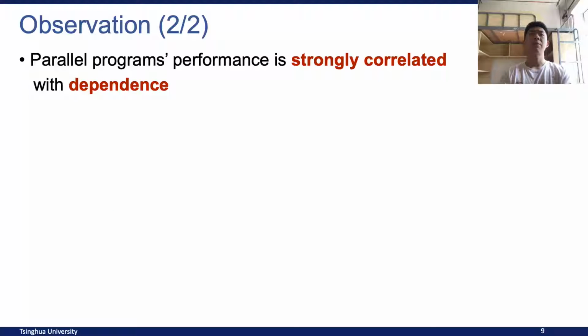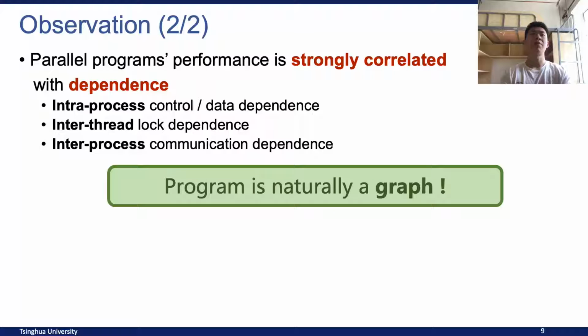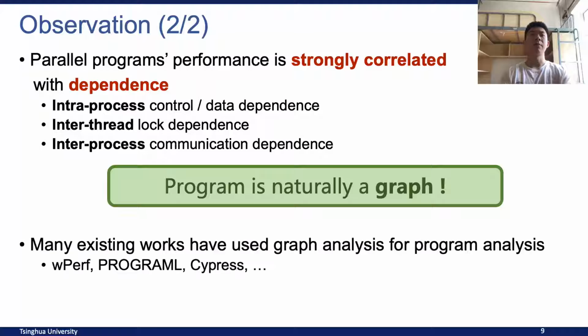And we find that parallel programs' performance is strongly correlated with dependence, including intra-process control data dependence, inter-thread lock dependence, and inter-process communication dependence. We observe that a program is naturally a graph. The dependence is the edge of the graph. Many existing works have leveraged graph analysis for program analysis, like WPerf, ProGraML, and Cypress.